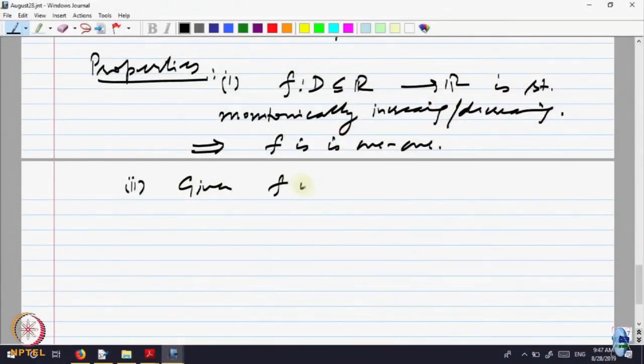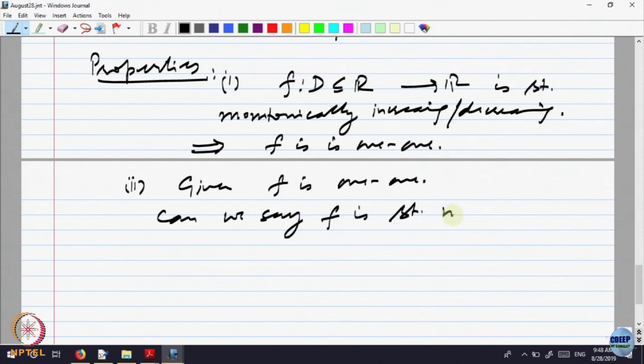Let us look at what about the converse of this statement. The converse will be: suppose f is 1-1. Can we say f is strictly increasing or decreasing?